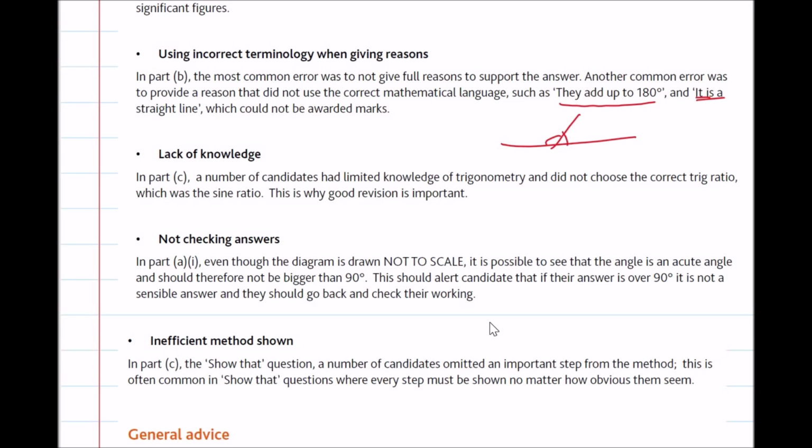Not checking answers. In part A1, even though the diagram is not drawn to scale, it is possible to see that the angle is an acute angle and should therefore not be bigger than 90 degrees. This alerts candidates that if their answer is over 90 degrees, it is not a sensible answer and they should go back and check their working. Okay.